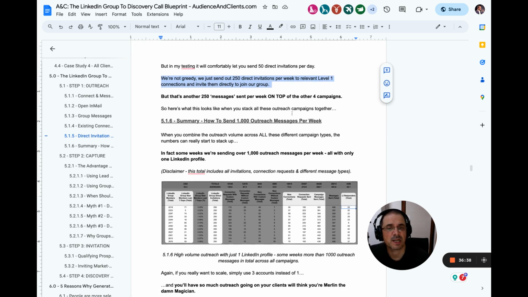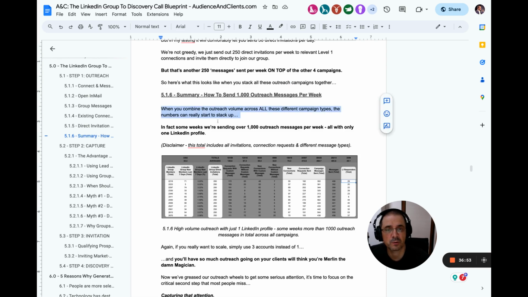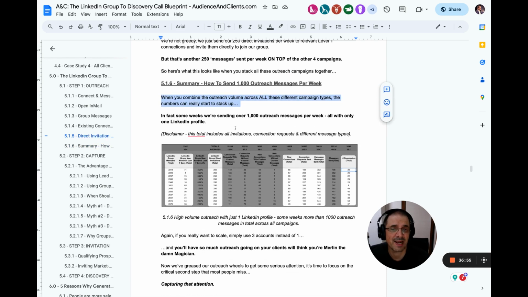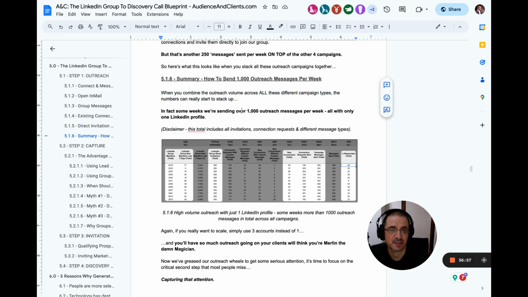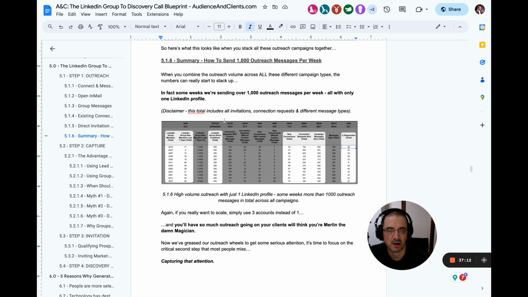So this is what it looks like when you stack all these outreach campaigns together. In essence, you can be sending 1,000 outreach messages per week. And that's exactly what we do in many cases. Because when you combine the outreach volume across all these different campaign types, the numbers really start to stack up. So certainly some weeks we're sending well over 1,000 outreach messages per week, all with only one LinkedIn profile. So remember, this includes all invitations, connection requests, and different message types combined.